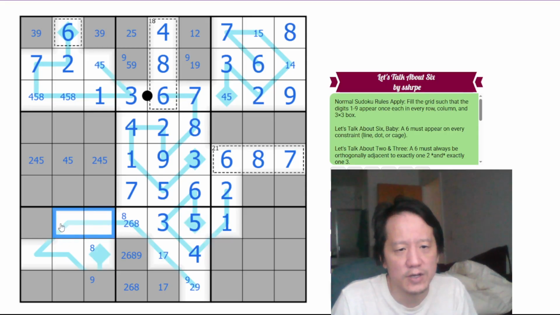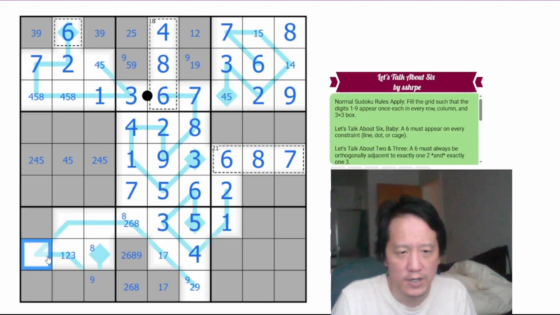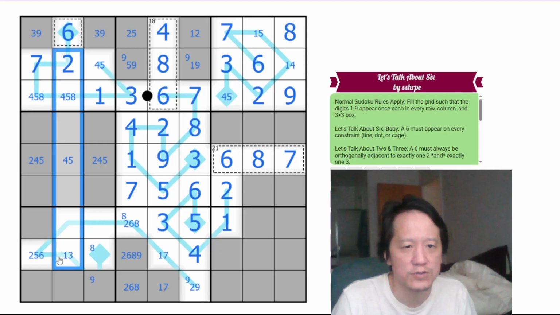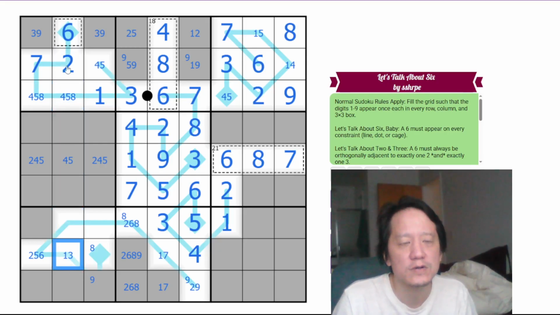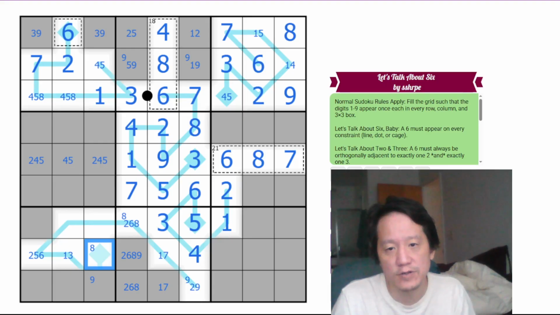3 cannot be any of these. So 3 can be 1st, 2nd, 3rd, or 4th. Which means this is 1, 2, 3, 4, but it can't be 4 because of this 4. 4 cannot be 1st, 3rd, or 4th. It could be 2nd. It could be 5th or 6th. This can't be 2 because of the 2 in the column. Therefore, 3 can only be in 1 or 3. So one of these is a 3.